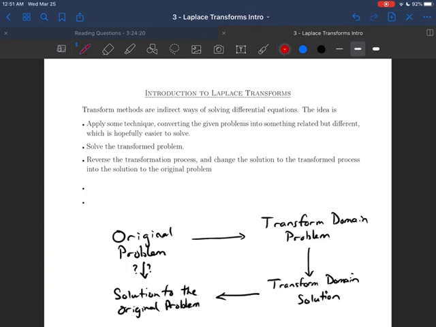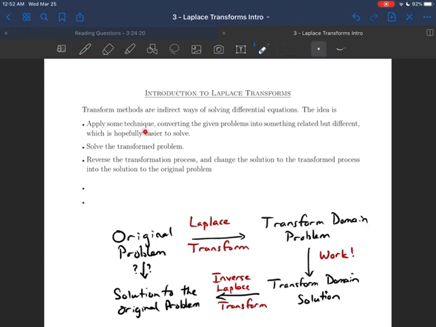So for us, this step from the original problem to the transform domain problem will be accomplished by something called the Laplace transform, which we're going to define shortly. And then we're going to get over here into the transform domain, and we're going to have to do some work. There's no way around that. We're going to have to work to get from the transform domain problem to its solution. And then to go back to the original domain, we use what's called the inverse Laplace transform.